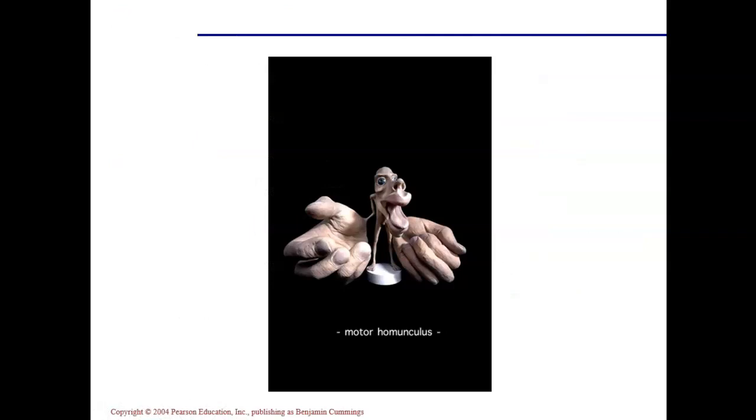So if we were to create a human based on the amount of cortex that's dedicated to those portions of our body, it would look something like this. You have a huge amount that's going to be dedicated to your hands, a little bit to your leg, and you could see a lot to the lips, the tongue, and the mouth area. So this is called the motor homunculus.